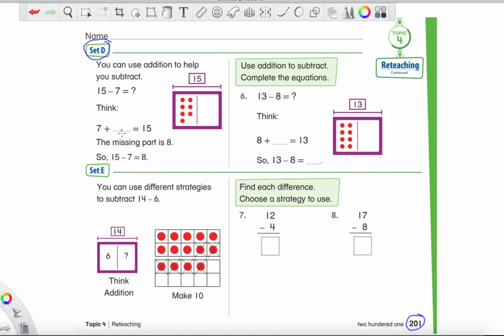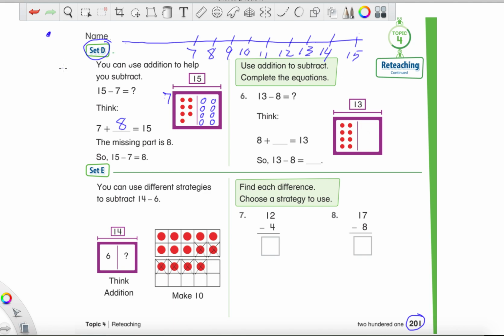So if we have 7 plus some number equals 15, well, we know we have 7 over here, right? So we count on as we draw. After 7, we have 8. After 8, we have 9, and then 10, 11, 12, 13, 14, and 15. Now, since I counted to 15, I stop, and I don't draw anymore. All I do is count how many I drew. 1, 2, 3, 4, 5, 6, 7, and 8. So I have 8.